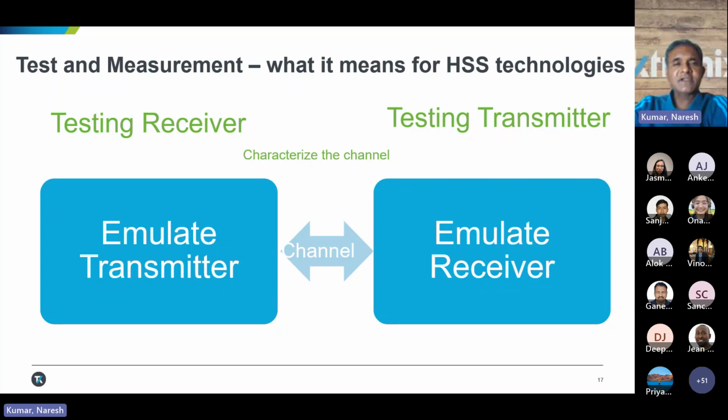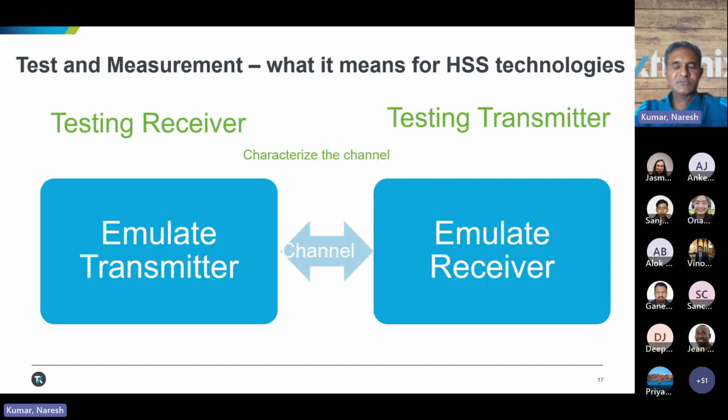What does it mean for high-speed serial technologies testing, what does it mean for test and measurement, right? Before I get to this, I would say that any test requirement means that you have made a system which has a transmitter and a receiver with a medium in between, a transmission channel, wherein the signal travels from the transmitter to the receiver.